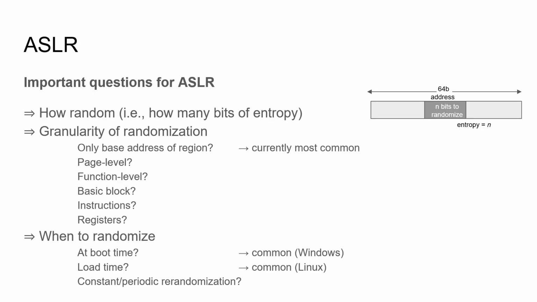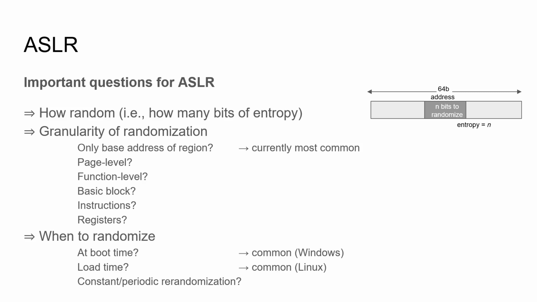There are a number of important questions for address space layout randomization, and the first one, of course, is how random is random? Okay, how many bits of entropy do we have? If we randomize only 2 bits in the address, it means that an attacker only has to guess at most 4 times to get the address right. If we have 16 bits of entropy, 16 bits that we randomize, the attacker has a much harder time to guess the address that he wants to access. Okay, so the entropy matters a lot.